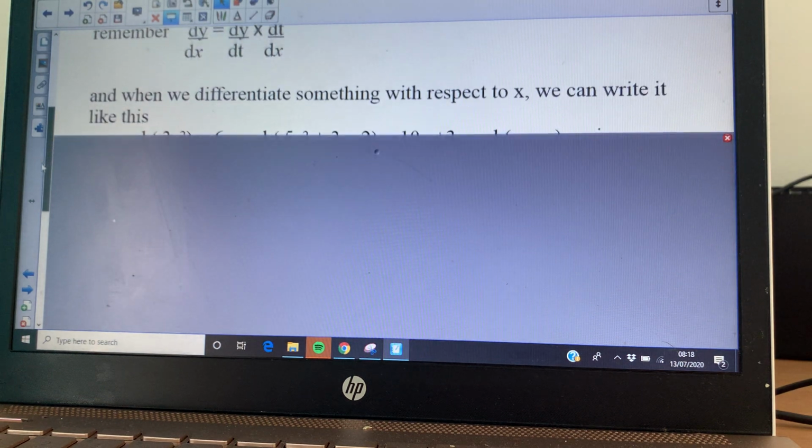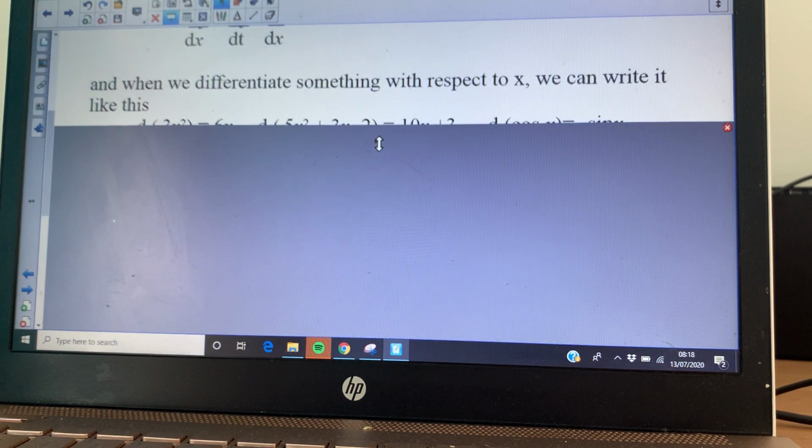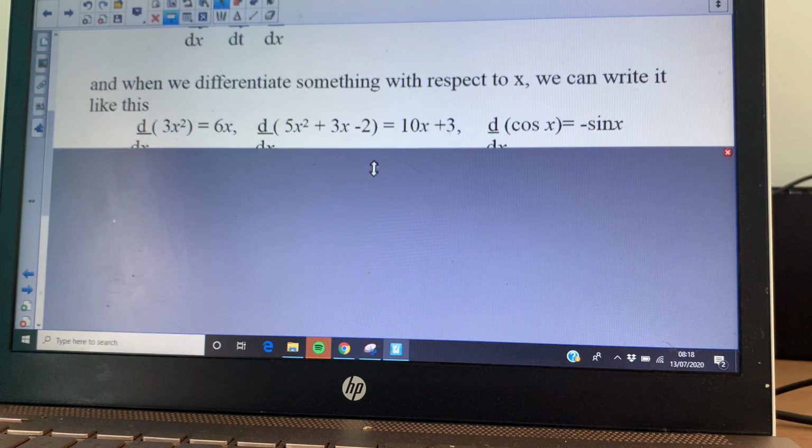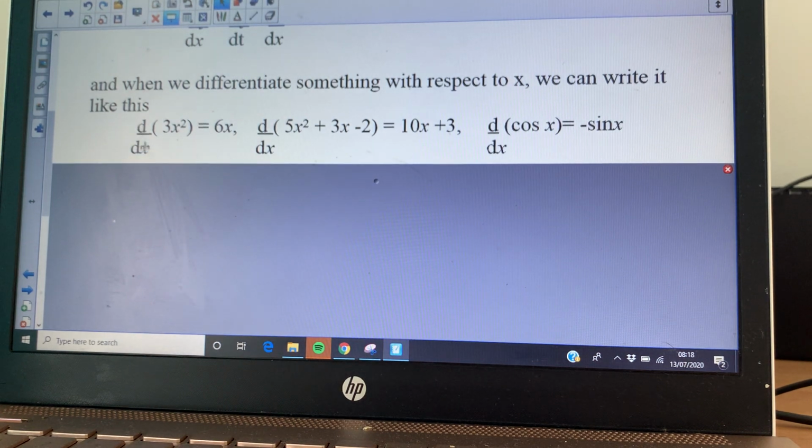And sometimes when we differentiate things, if I want to differentiate something with respect to x, I can, if I want to, write it like this. This means I'm going to differentiate 3x squared with respect to x. This means I'm going to differentiate 5x squared plus 3x minus 2 with respect to x. This means I'm going to differentiate, well, cos x with respect to x.